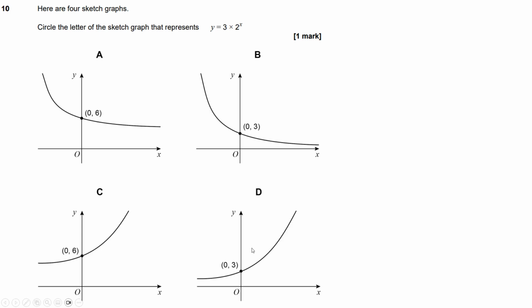And for this one you just have to use common sense, really, because if you substitute any values into here, you'll quickly figure out that it's not going to be decreasing, okay? And if you know how the exponential graph looks, which you should going into this exam, you should know that it's going to go up in this direction. So the answer is D.